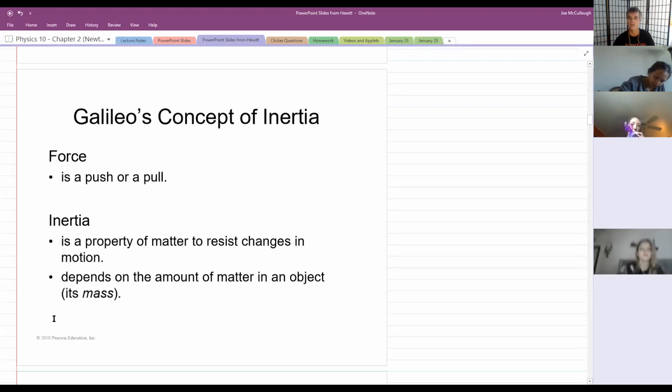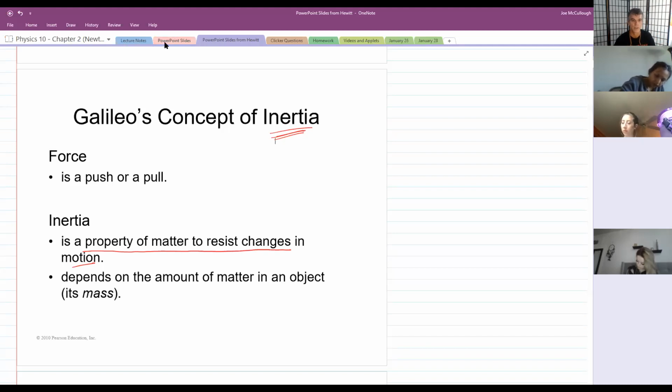So Galileo's concept of inertia, he said, is a property of matter that resists changes in motion, and it depends upon the object's mass. The more mass an object has, the more inertia it has, the more it's going to tend to keep doing whatever it was doing. So Galileo was the very first person to introduce the concept of inertia.